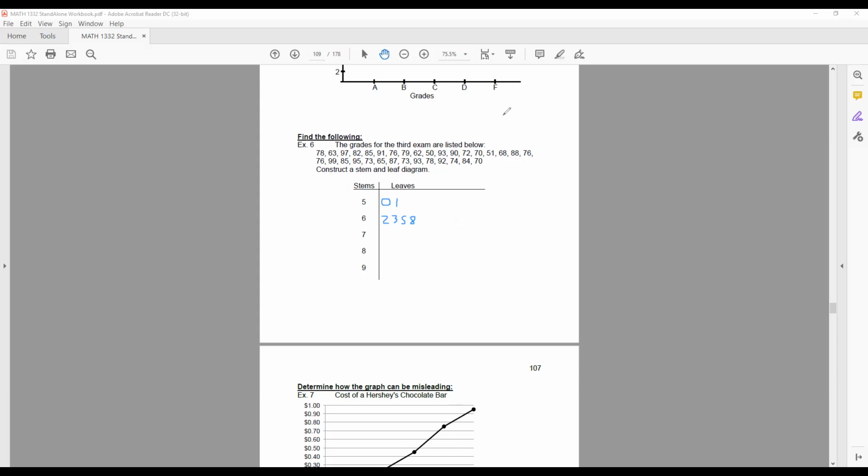All right, we'll move on to something else if you guys are good. So that's stem and leaf.